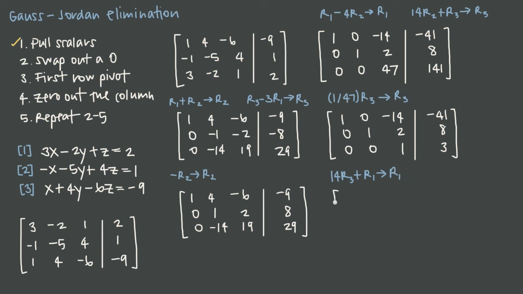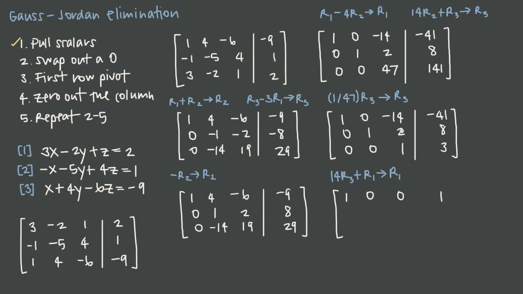So let's start there. I'll get 14 times 0 is 0, plus 1 is 1. 14 times 0 is 0, plus 0 is 0. 14 times 1 is 14, plus a negative 14 is 0. And then 14 times 3 is 42, plus a negative 41 is 1. Now we want to zero out this position, the position 2, 3, where this 2 is.